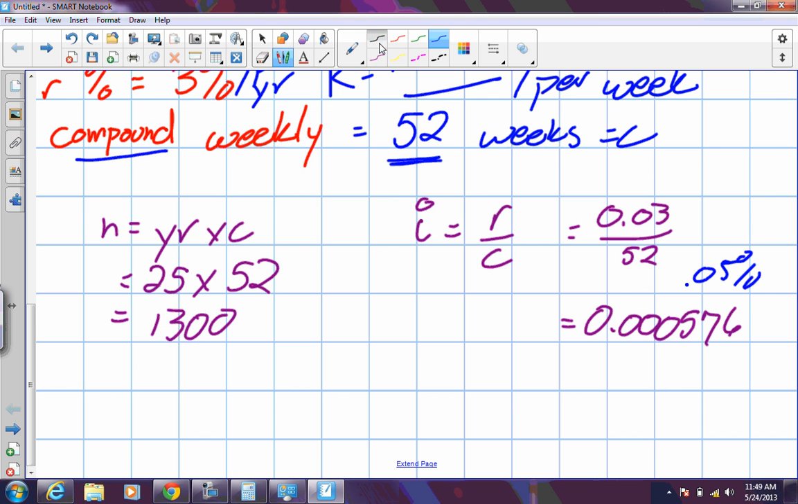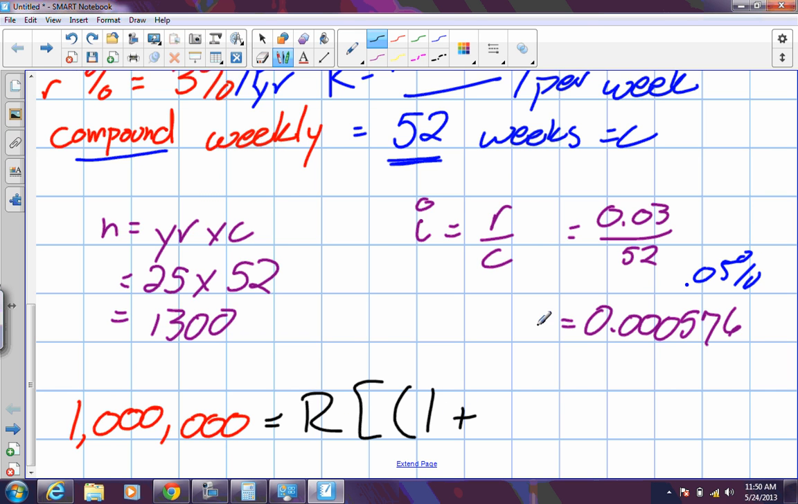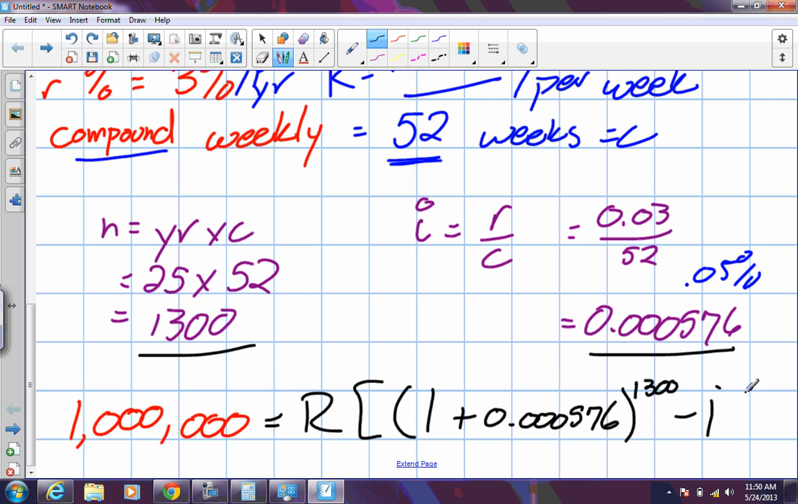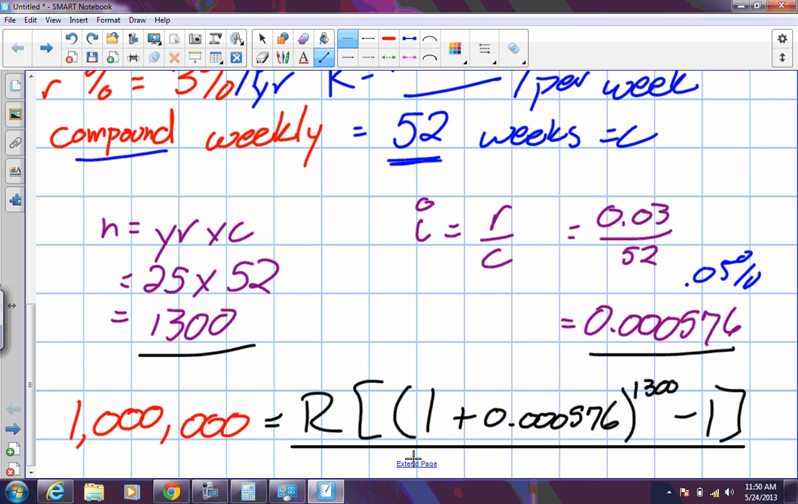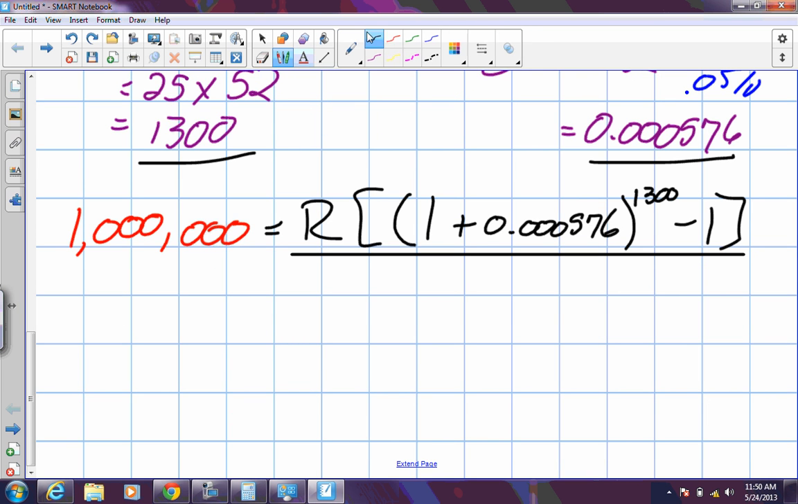So we're going to put it in. Our future value is $1 million. We want to earn $1 million. Our regular payments are what we're trying to figure out. We have 1 plus I, which is this value here, 0.000576. Our power is 1,300. That's a very large exponent. Subtract 1, divided by that very small value again.